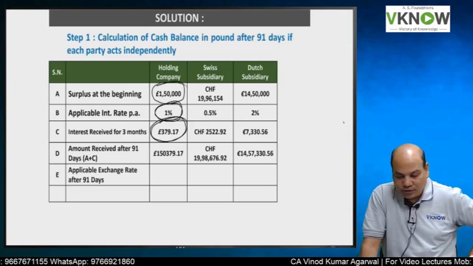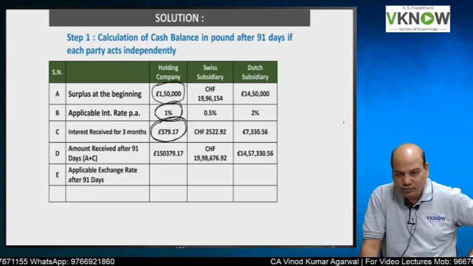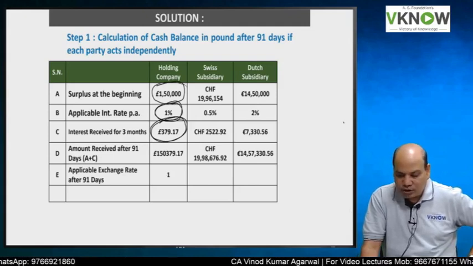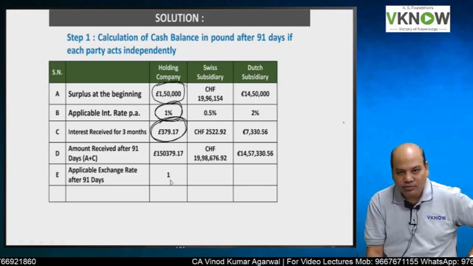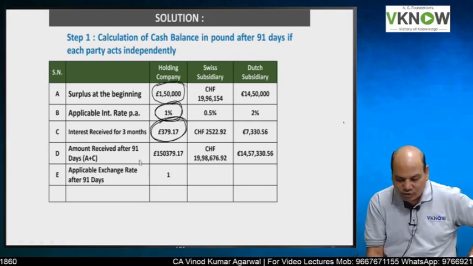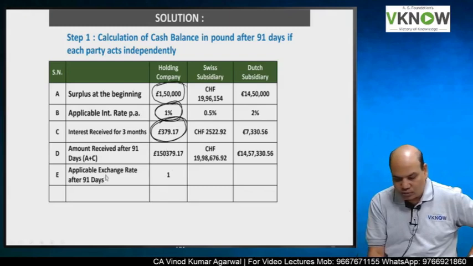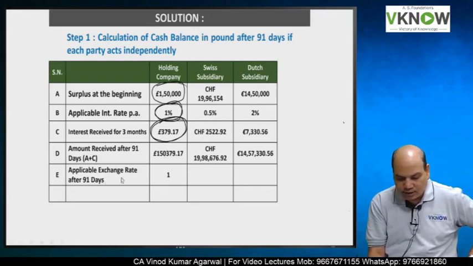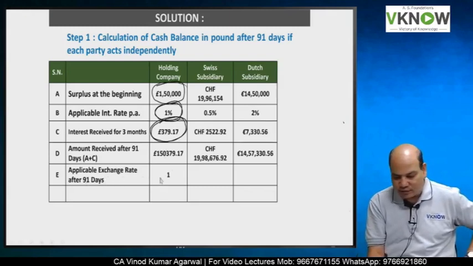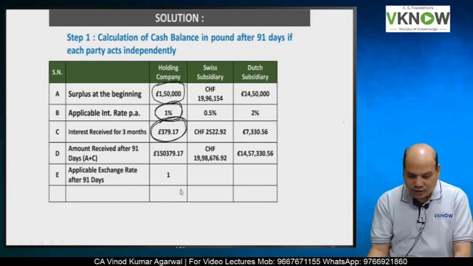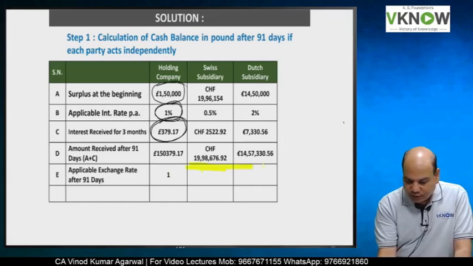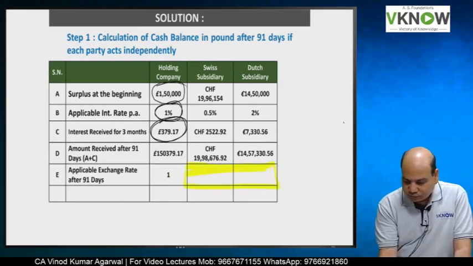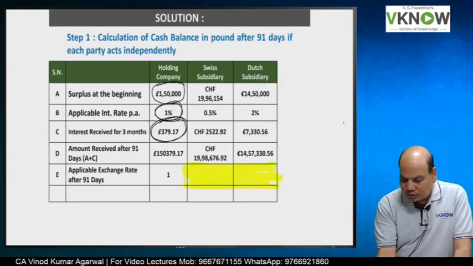Now the next task is to convert all these numbers into pound. The first number is already in pound, so I will just write exchange rate 1. Even if you don't want to calculate the first column, it's okay. So please students, write the applicable exchange rate after 91 days. And if you can get this right, out of 8 marks, you will get at least 4 marks if you can manage these two rates.